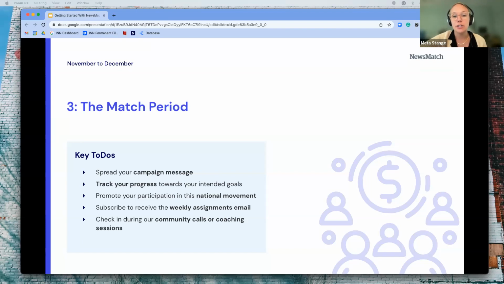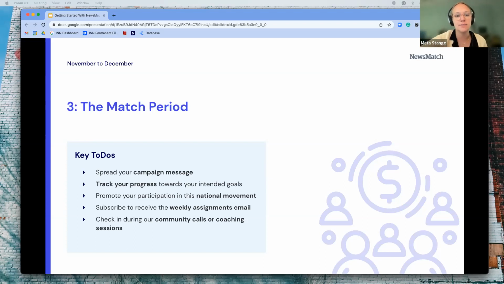You'll also want to track your progress towards your goals because it'll help you develop your public-facing message and identify potential needs to pivot your strategy. So maybe you're on track and doing a really great job and you're going to want to strive to hit a stretch goal. That's a great opportunity. Or maybe you notice a little bit of a lull in giving, and so you need to figure out ways to build more momentum.